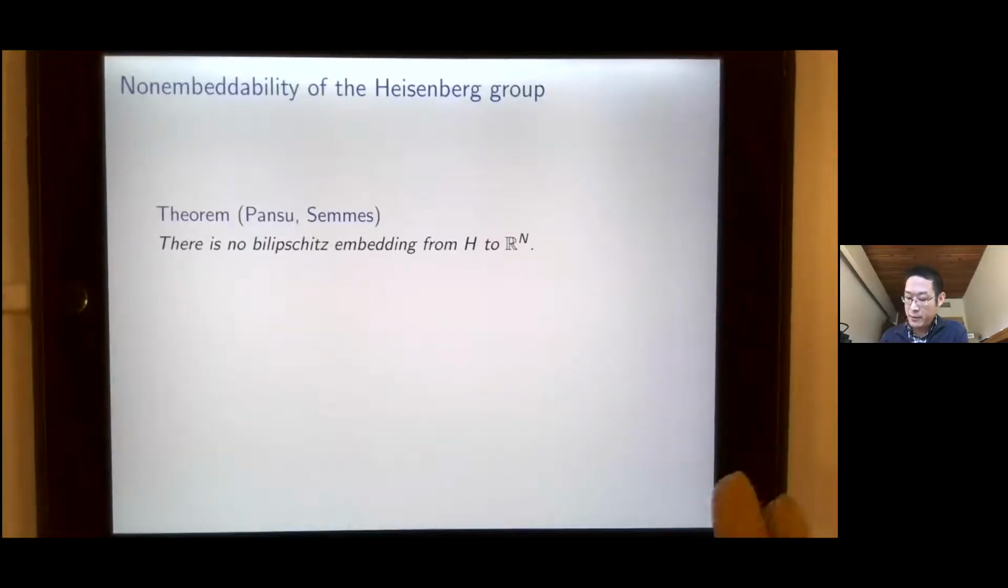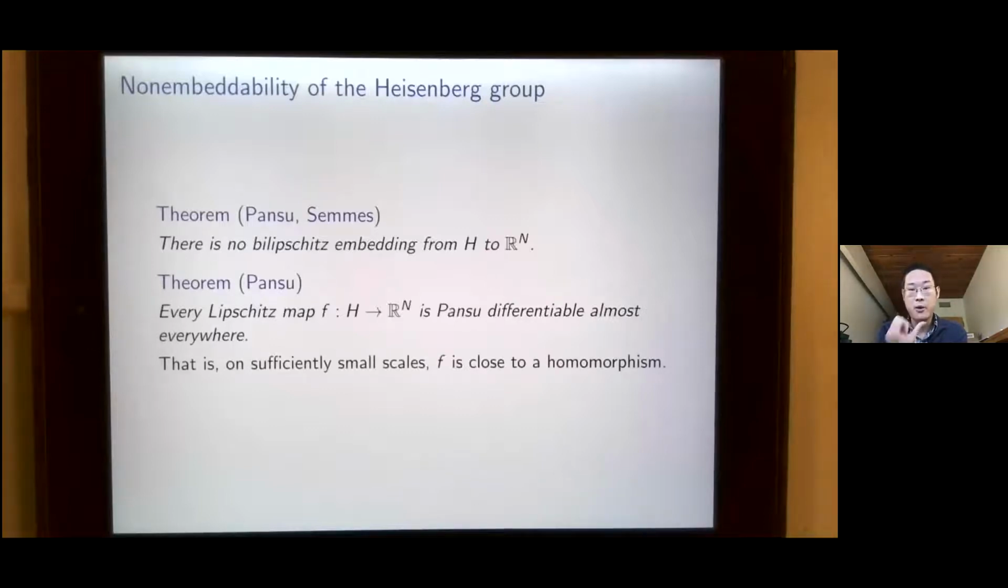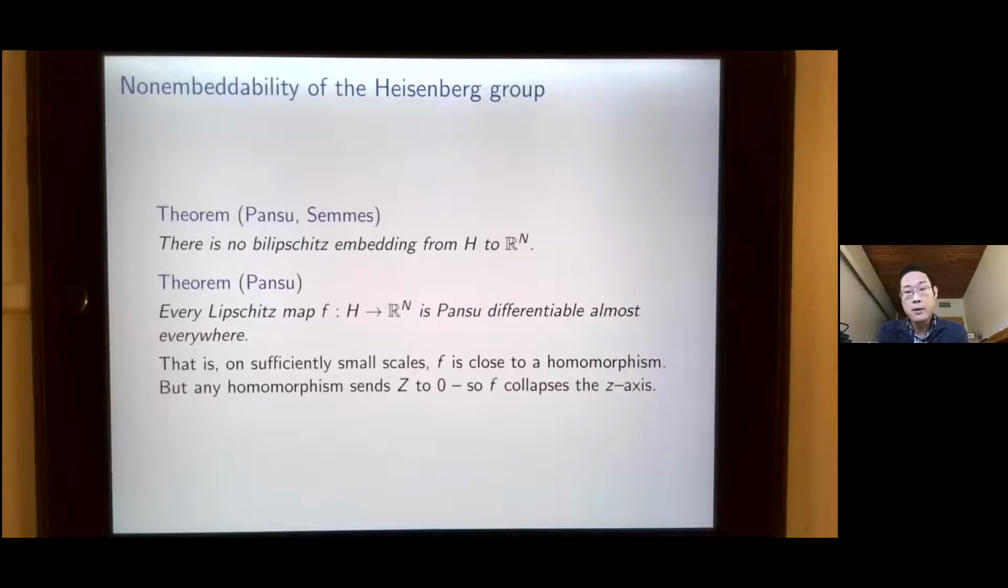But this theorem is based on a differentiability argument. It's based on a theorem of Pansu that says that any Lipschitz map f from the Heisenberg group to R^n is Pansu differentiable almost everywhere, which means that if you look at your map on sufficiently small balls, then it looks like a homomorphism, that your map is approximately a homomorphism on sufficiently small balls. But any homomorphism from the Heisenberg group to R^n has to send z to 0. And so if your map is close to a homomorphism, that means it has to collapse that z direction.